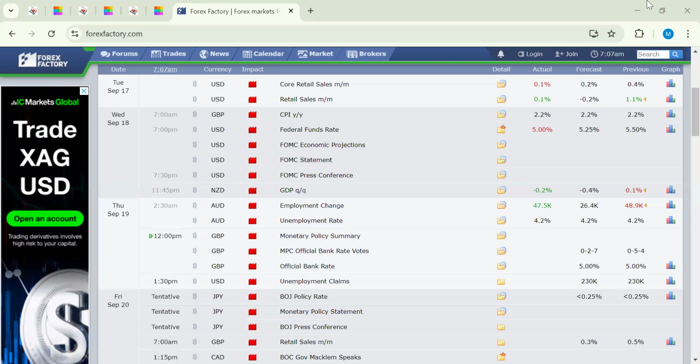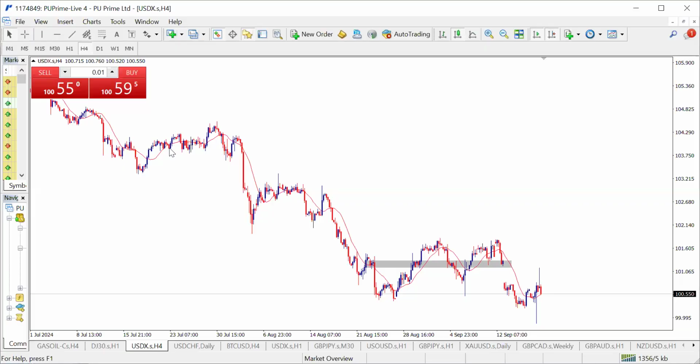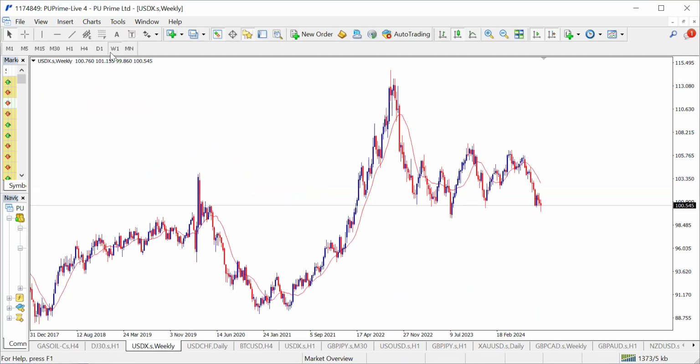Okay, having this information, let's look at the chart to see what we are expecting, what we need to see, and what we could get on the chart today. So I'm going to go by USDX, and I'm going to show us USDX. Going by the weekly time frame, today is Thursday.